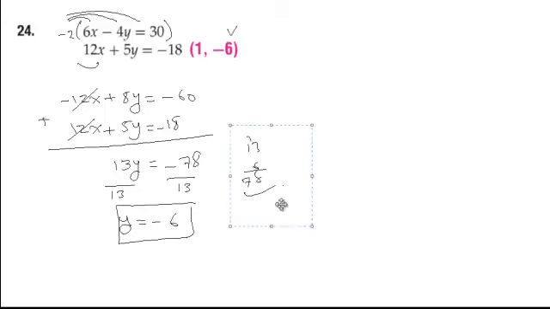Now we need to find the second one, which is x. We got y equal to minus 6. We need x, so we replace it in the first equation or in the second equation. It's up to you. If you replace it in any of the equations, you will get the same answer for x. So you get x equal to 1 probably. Let's try to get 1.